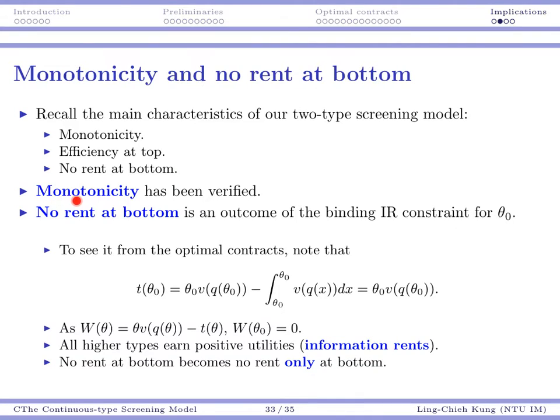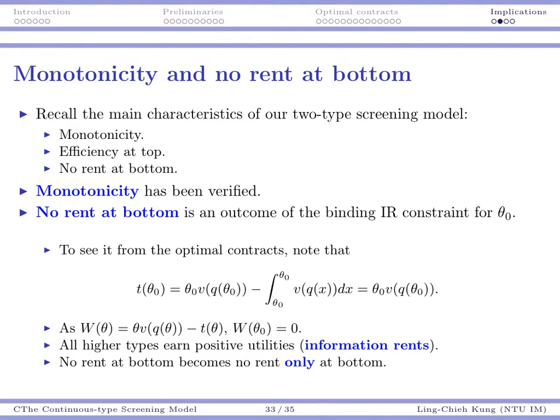So of course monotonicity is still there, right, at our very first step 1, or at the end when we do the final check. So monotonicity is there. For higher types, the quantity designed for them would be larger. And then how about no rent at bottom? This is exactly an outcome of our binding IR constraint for theta 0. If you want a fresh memory of that, go back to our step 5, I believe. That's where we show that at any optimal solution, that constraint should be binding.